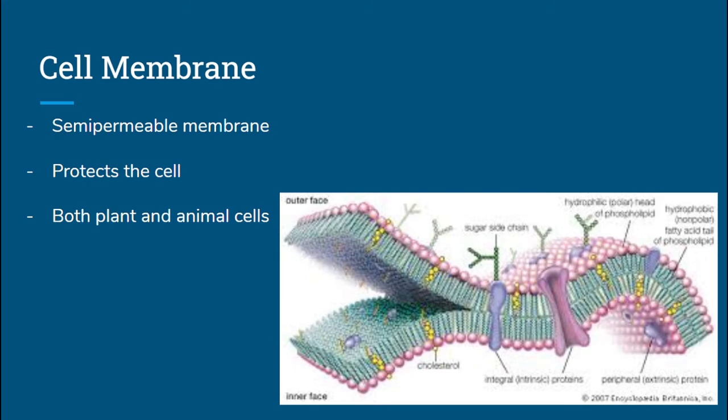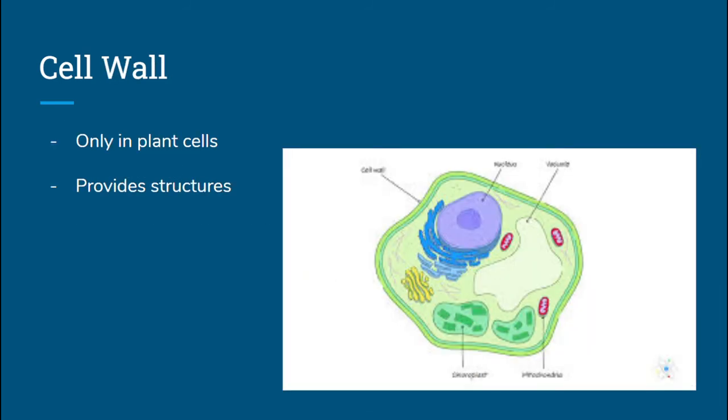Next, we have the cell membrane. The cell membrane is a semi-permeable membrane, which means that certain materials are going to be let through while others will not be. We know from our other lessons that the cell membrane is made up of phospholipids. So it's two layers of these phospholipids, and this is just going to protect the cell from any bad materials that could try to get through, and this is in both plant and animal cells.